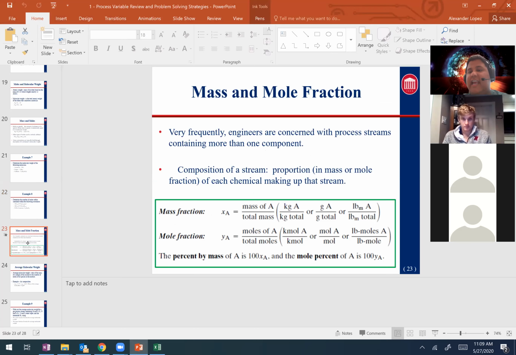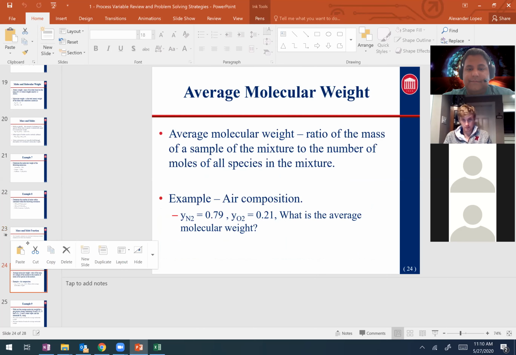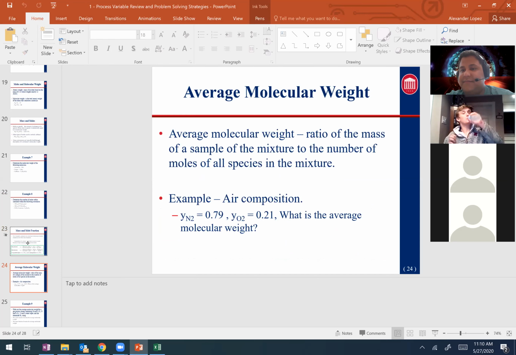Another important thing to understand when we're looking at mixtures with various compounds is being able to identify the mass fraction of a component in a mixture as well as the mole fraction. It's important to make sure you're looking at the right basis and knowing how to convert from a mass fraction to a mole fraction using molecular weights when appropriate. As well as, if you have a bunch of things in a mixture, looking at the average molecular weight based off of being given mass fractions and mole fractions.